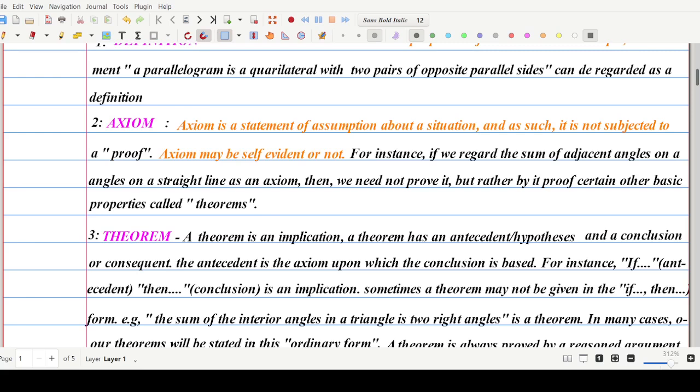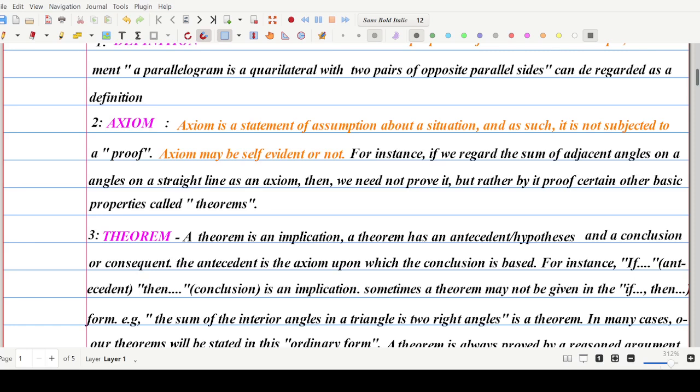So an axiom may be self-evident or not. That is, the property may be obvious to you, so obvious that it does not require a proof. That is, it's too basic. But some other time, it may not be self-evident. But all the same, it is an assumption that needs to be taken as true, that from which we establish other important facts. All right. So an axiom is a statement of assumption about a situation, and as such, it is not subjected to proof.